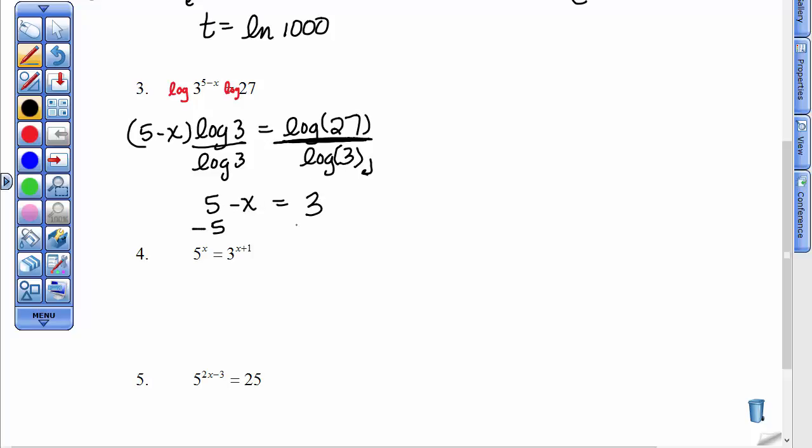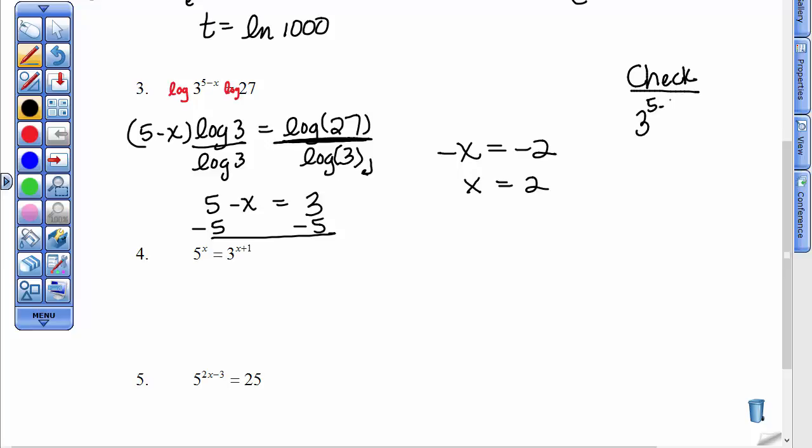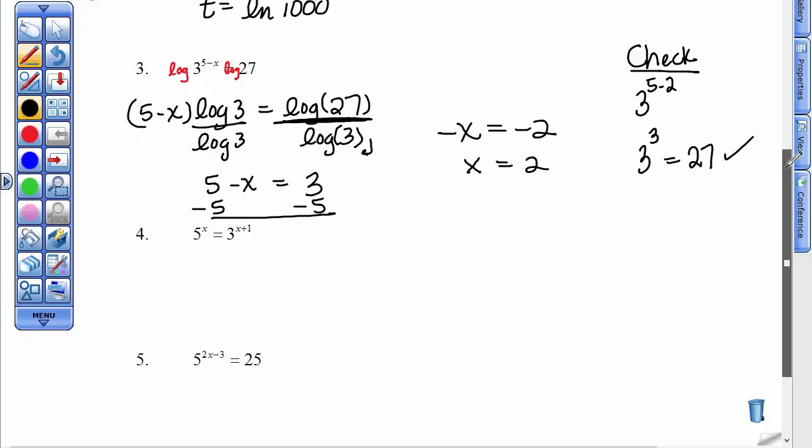So now I'm going to solve for x, so I'm going to subtract 5 from both sides. Be careful, I have a negative x here. So a negative x equals a negative 2. I'll multiply both sides by a negative 1, or divide both sides by a negative 1, and I'll get x equals a positive 2. And my check would be, in the original problem, I have 3 to the 5 minus x, but x is 2. 5 minus 2 is 3. So 3 to the 3rd equals, the problem was 27, and yes, that is a true statement.